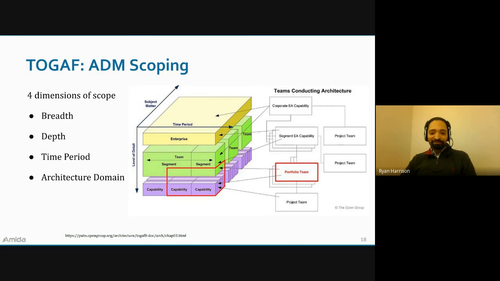You do nesting. So at any given time, you might have an enterprise-level strategic architecture that's going to take a year, and then you might decompose that into segments. So you have a data architecture segment and a technology architecture segment, and then you might decompose that into capabilities. All of those things are going to be running at the same time, and they'll be passing these architecture building blocks between each other.